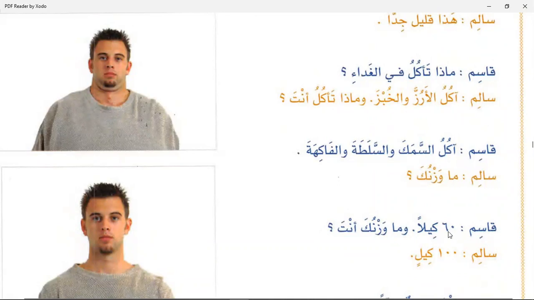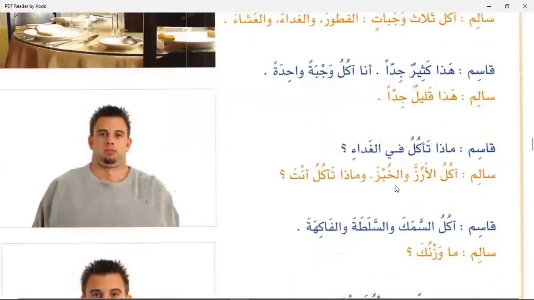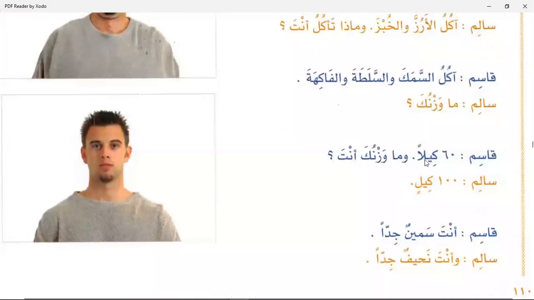Qasim: Situna kilan, 60 kilogram. Here I told you from 3 to 10 anything which is counted must be plural and it must have kasra, but from 11 to 99 anything which is counted must be singular and it must have fatha. So this 60 is between 11 and 99. So it is singular and it has fatha, 60 kilogram.